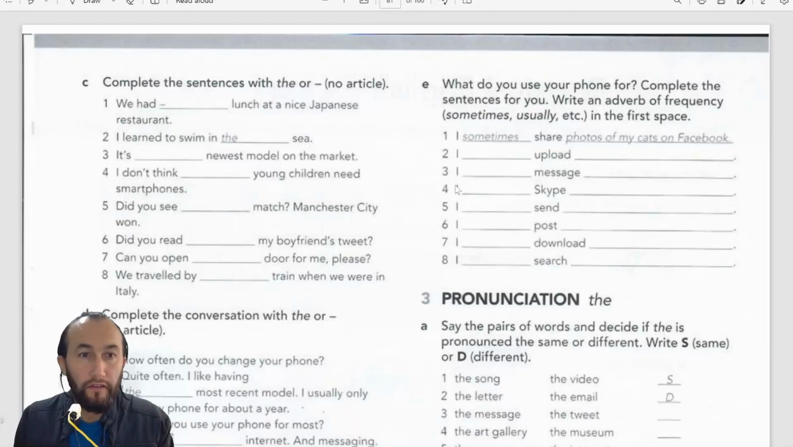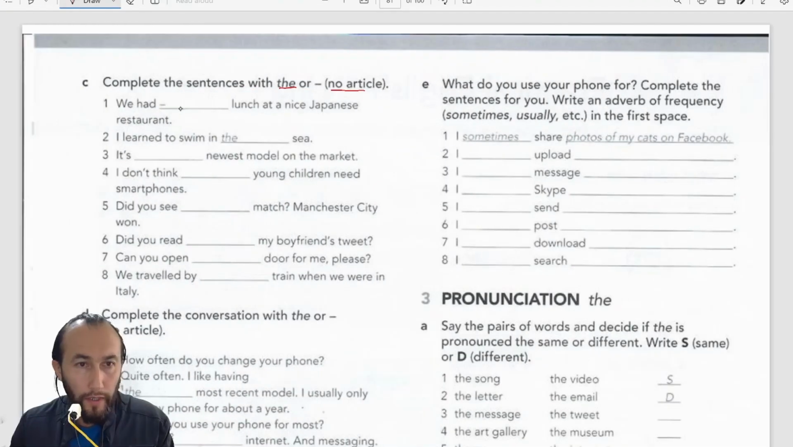All right, guys, so we're going to start from page 79. Obviously, that's English File Elementary level, and we're doing workbook practice. So, page 79, exercise C. Exercise C is asking us to complete the sentences with "the" or no article. All right, we're going to do that.